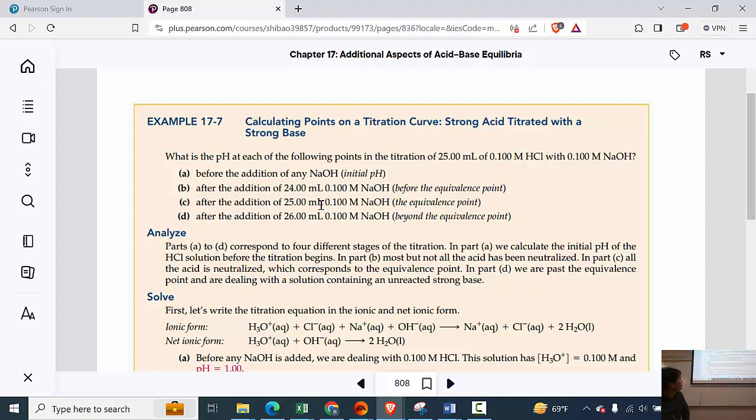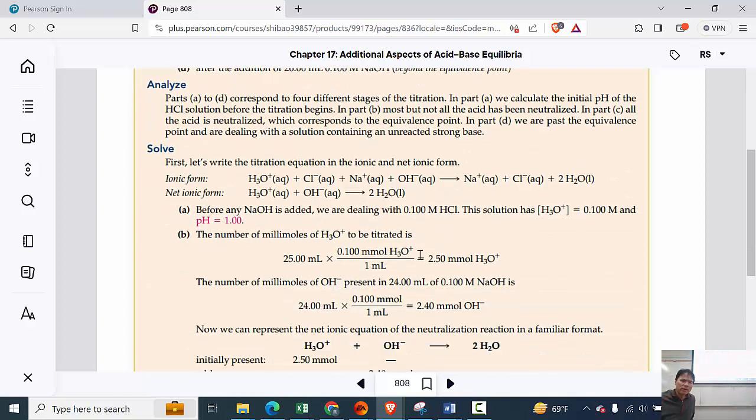They're asking me to calculate the pH before the addition of any sodium hydroxide. So this is the pH of 0.100 molar HCl, which is pH 1. After the addition of 24 milliliters, so this is right before the equivalence point. The equivalence point should happen at 25 milliliters of base, so there's equal amounts of acid and base. So that's 1 milliliter before, at 25, which is the equivalence point, and at 26, 1 milliliter after the equivalence point. And so what we'll probably do is we'll do some calculations, not at those points.